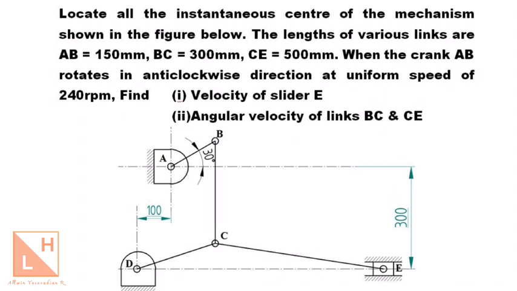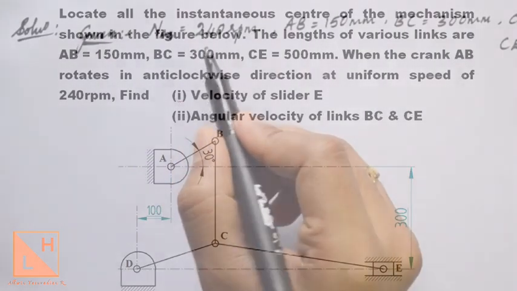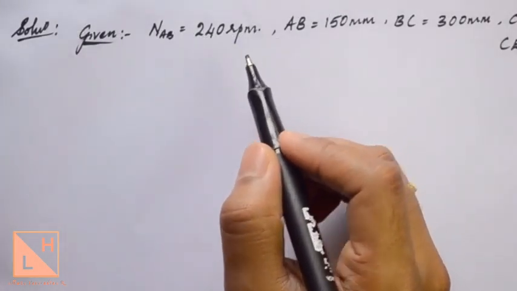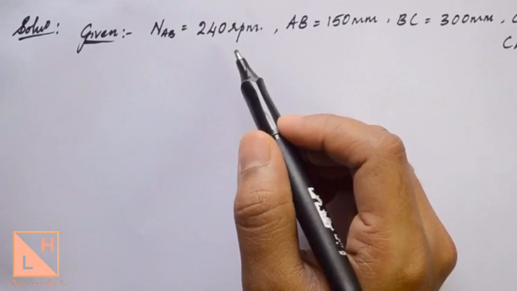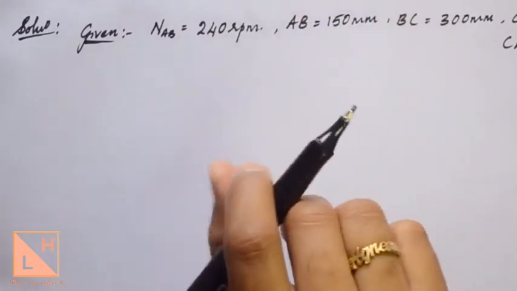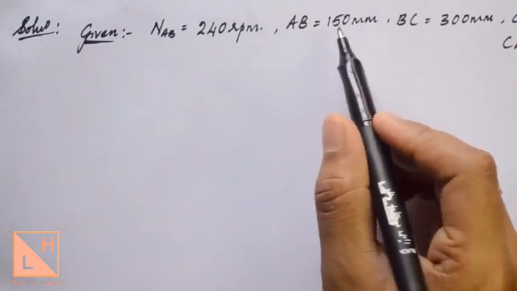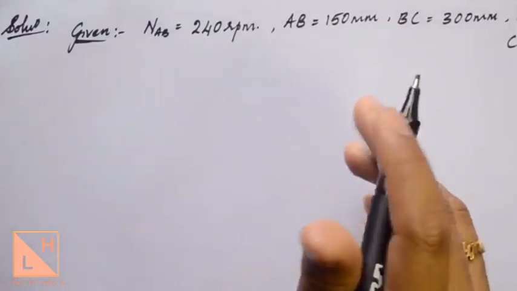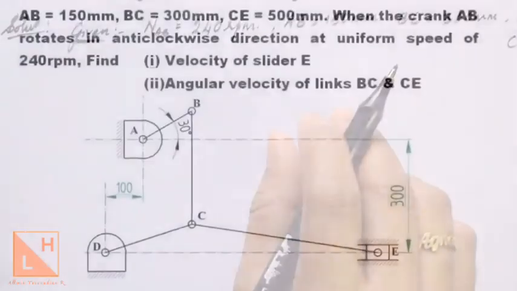Let's see how we are going to solve the problem. These are the data that we obtained from the question. So the diagram of the mechanism is already given in the question. We'll just draw the sketch according to the dimensions given. The dimensions of the crank AB, BC are given, so we'll refer to the diagram given in the question.